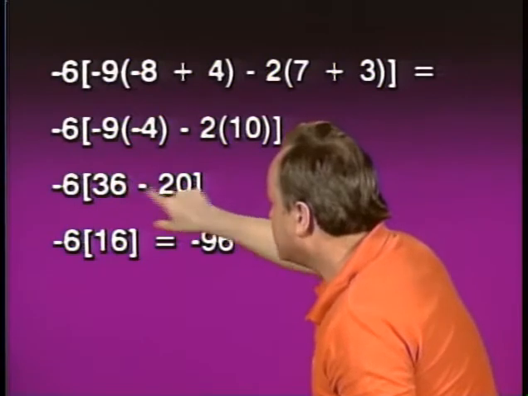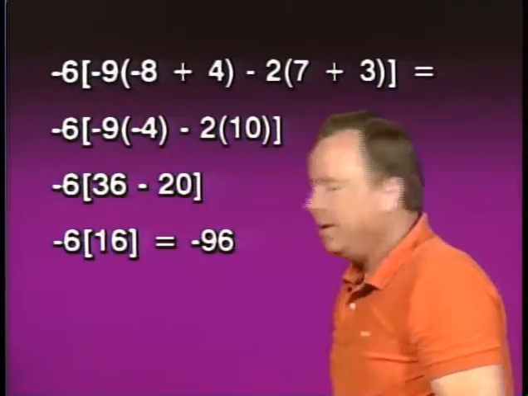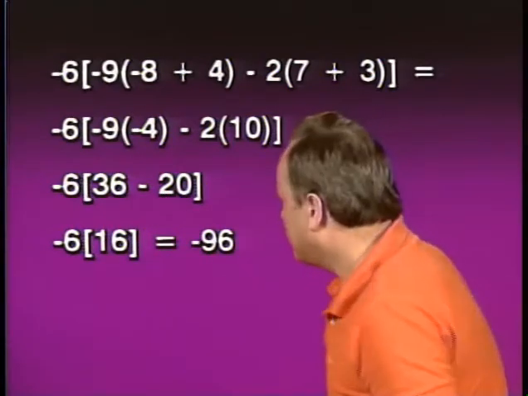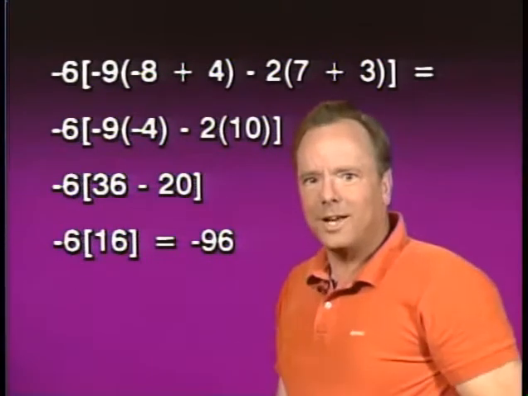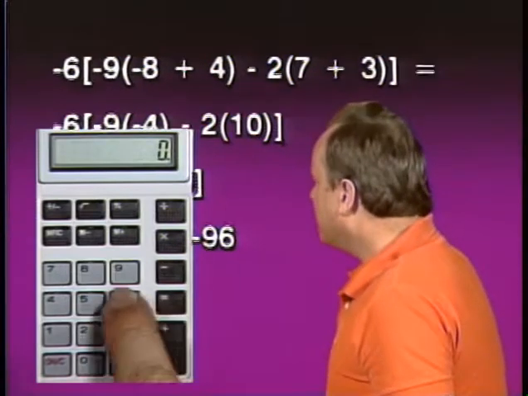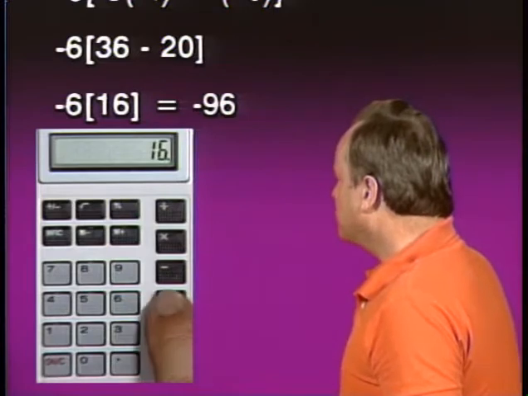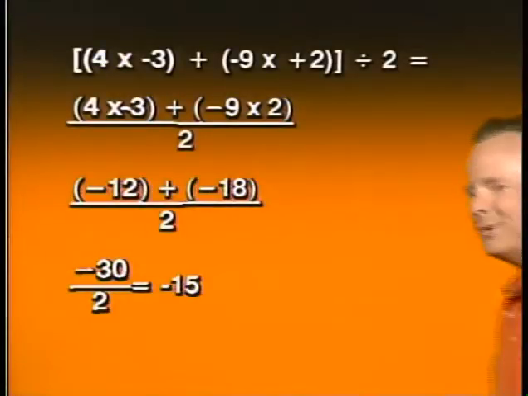So now we have minus 6 times the quantity 36 minus 20, quantity closed. Now let's get rid of the brackets here. What's 36 minus 20? You got it, 16. So it's minus 6 times 16. And this time, let's use the electronic calculator. I don't want to get too carried away. So it's minus 6 times 16 equals minus 96. See? Nothing to it. It's all too easy for everybody.